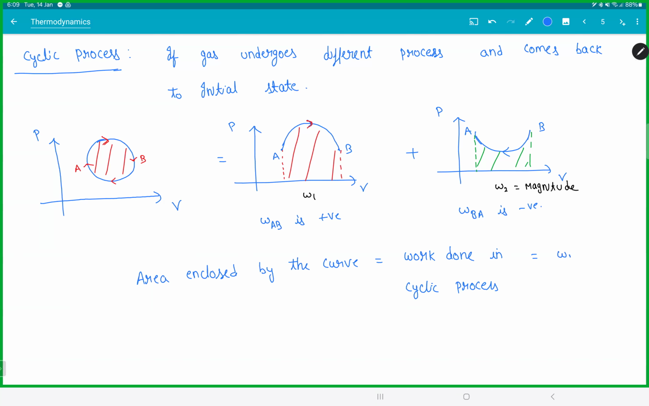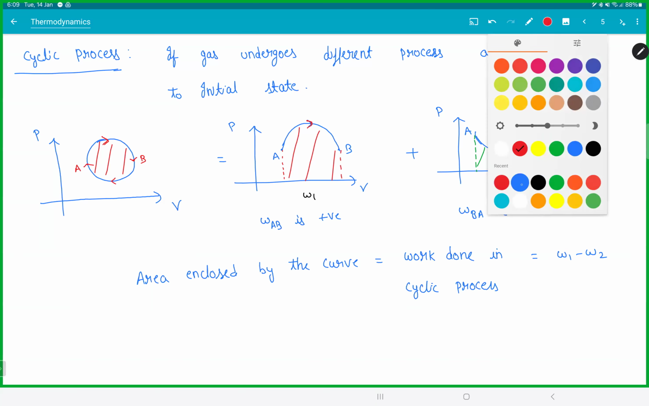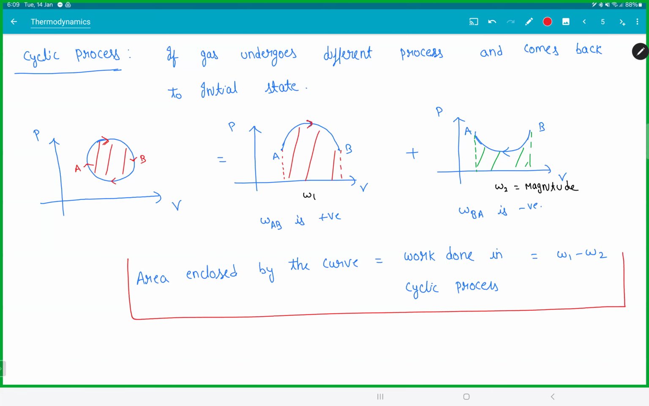So in this scenario, it is W1 minus W2. There, have a look at this. Is that making sense, everyone? Why is it the area enclosed by the curve? When you go from A to B, you have a positive work, right? And when you're going from B to A, you have a negative work. If you see, the positive work is more than the negative work. So the total work done will be W1 minus W2, which would be the area enclosed by that circle.